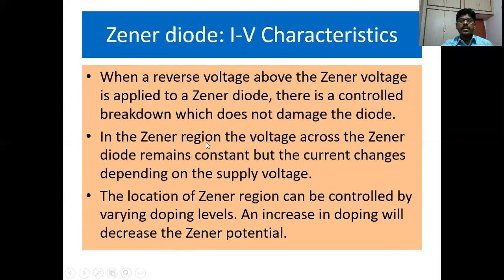In the Zener region, the voltage across the Zener diode remains constant, but the current changes depending on the supply voltage. The location of the Zener region can be controlled by varying doping levels. An increase in doping will decrease the Zener potential. So in this particular lecture, we have studied the IV characteristics of PN junction diode and Zener diode.